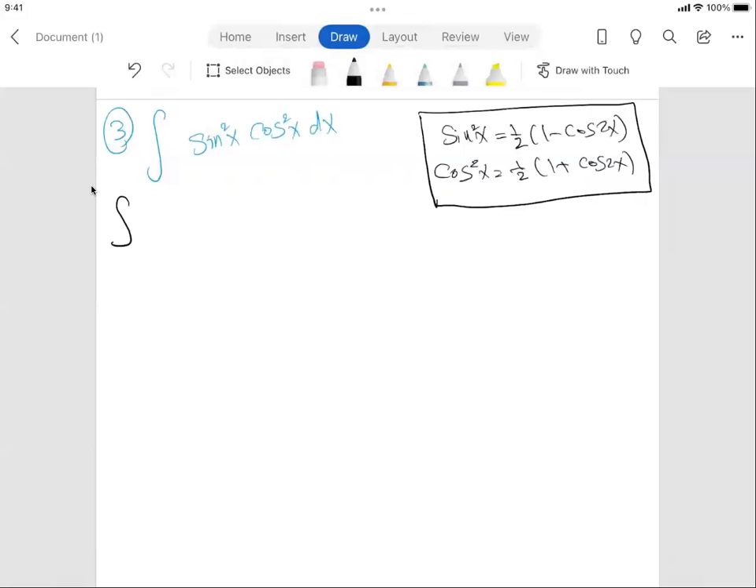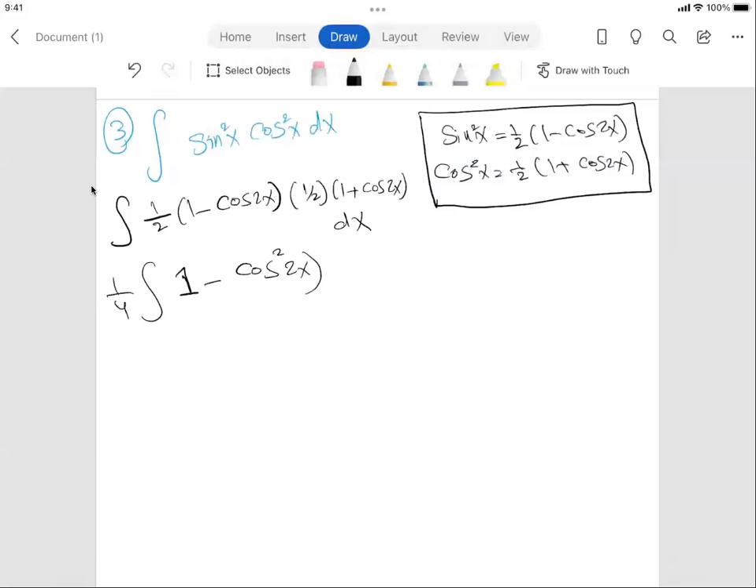So let's substitute these two identities in the integral. Then I will have 1/2 1 minus cosine of 2x multiplied by 1/2 1 plus cosine of 2x, and I have the x. So it'll become 1/4, and simply this one becomes 1 minus cosine square of 2x dx. But 1 minus cosine square of 2x simply become sine square of 2x dx.